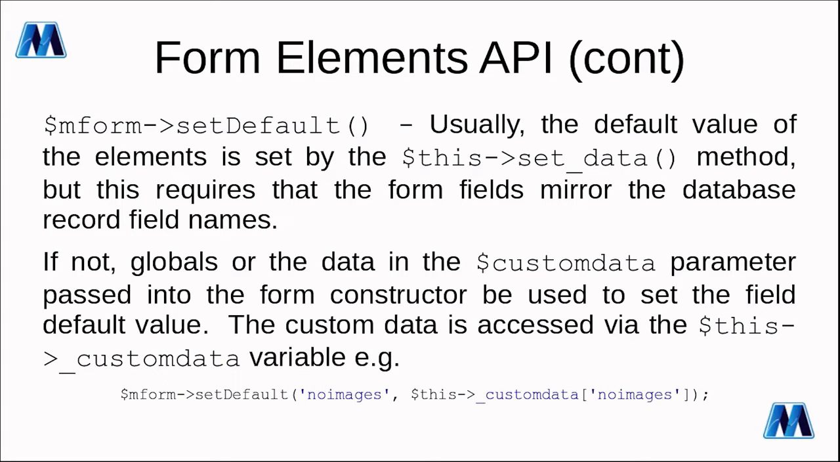So if you can't use the set data, like I said, you would then use the custom data parameter to pass in data to your form, okay? And then you would use that custom data. It comes into your form as the underscore custom data property. You would then use that to set your default for your field. So there's an example there. You set default for no images, and then you get the custom data, underscore custom data, no images value, and set that as the default.